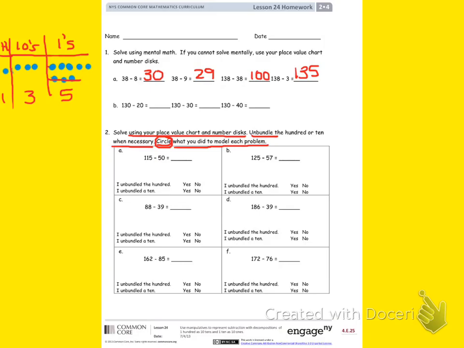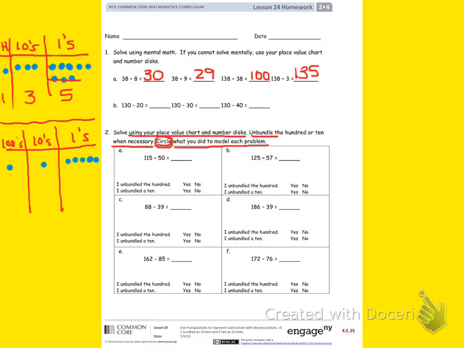115 minus 50. I'm going to draw a place value chart. Ones, tens, hundreds. Now I'll draw 115. 115 has 5 ones, 1, 2, 3, 4, 5, 1 10, and 100.